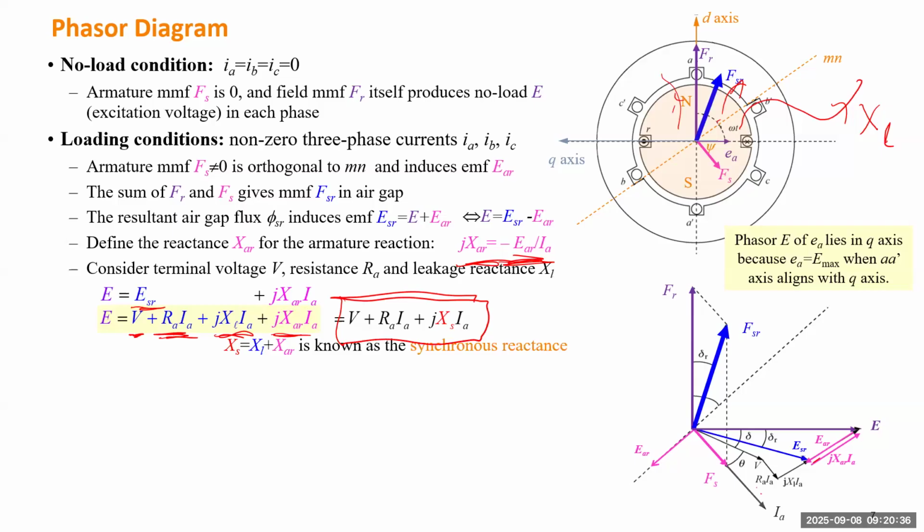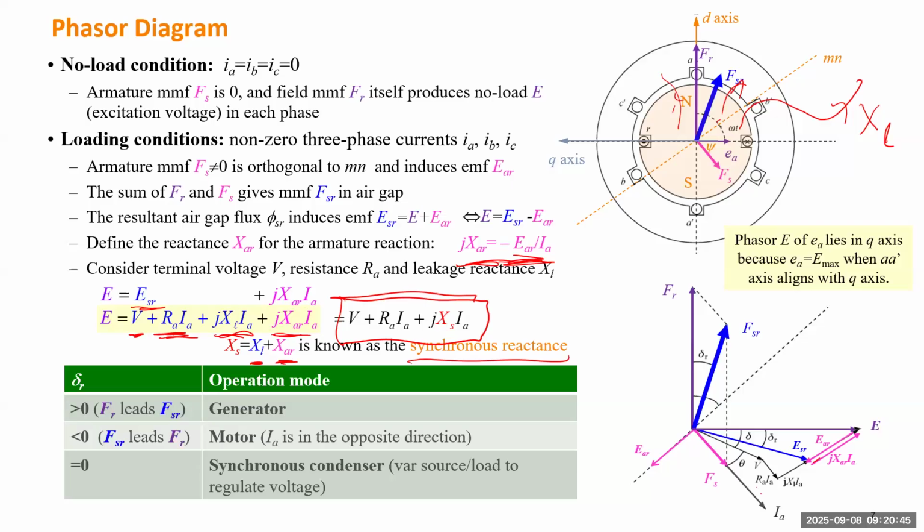And we call this total reactance. Part of it is from the armature resistance, and the other is from the leakage; we call it synchronous reactance. So there are 3 conditions for the generator to operate.